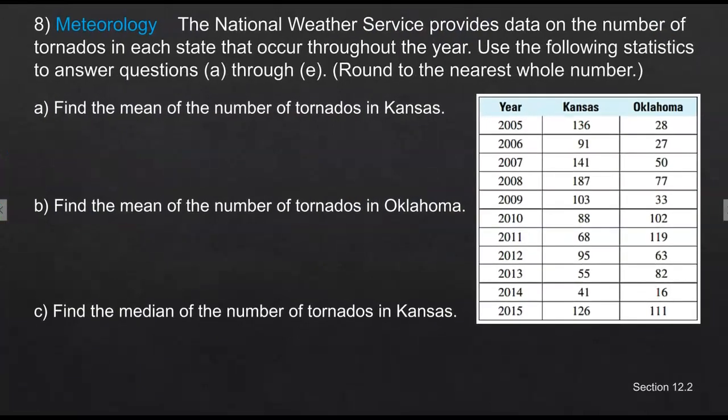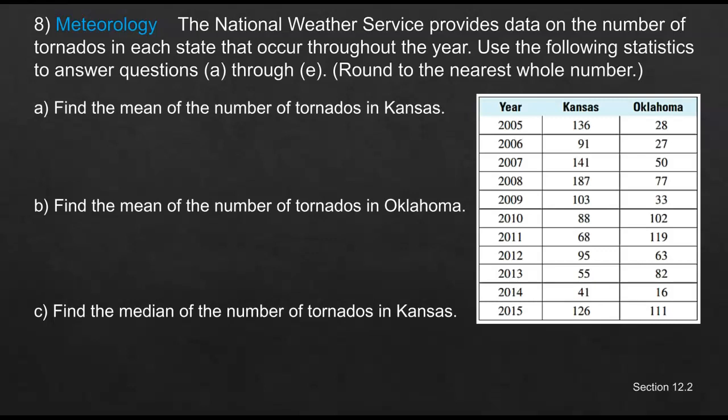All right. This happens a lot for this section, that you're going to be given these kind of charts and they're going to ask you questions about the chart. So on part A it says find the mean of the number of tornadoes in Kansas. So you have a bunch of numbers to add up. Once again, you're going to be careful with that. Remember to pause this and try this on your own.